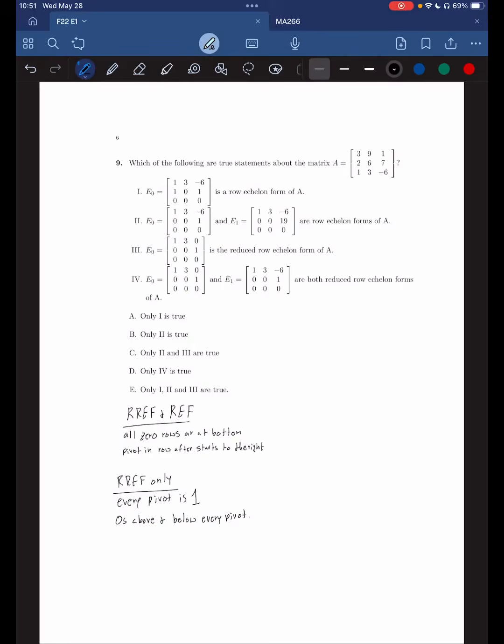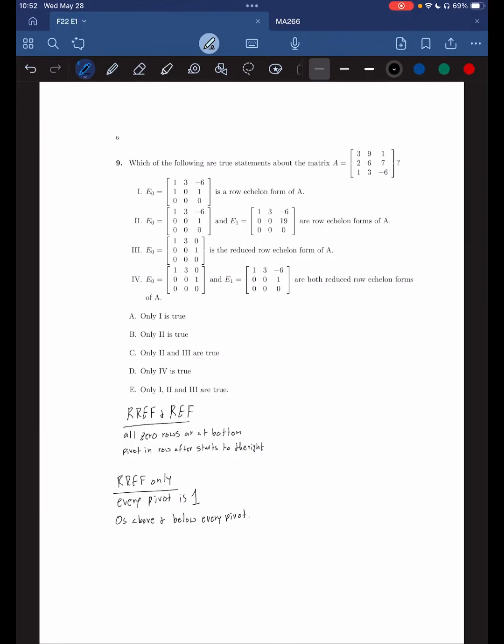Okay, nearing the end of this exam now. Question 9. This is mostly just like a vocab question almost, so let's just get into it. I've written down some of the criteria for REF and RREF. So for both, all the rows with all zeros need to be at the bottom. As you can see, that's the case in every example we get. And the pivot in each row starts to the right.